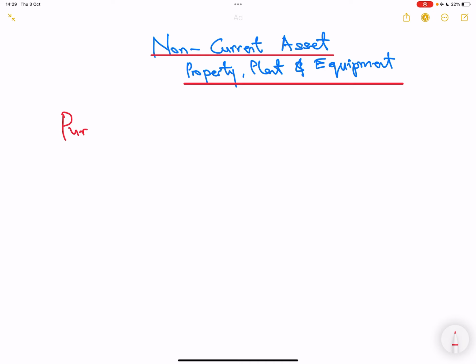The first thing is you have to buy the PPE. Once you buy the PPE, definitely you will recognize. Then the next thing is subsequent measurement, which is when you will depreciate. So you have to depreciate it. And remember, IAS 16 allows you to do 2 models. So either you are doing a cost model or valuation model. If you are doing a cost model, you do depreciation. However, you can choose to do the valuation model, which means instead of depreciating, you'll be doing revaluation.